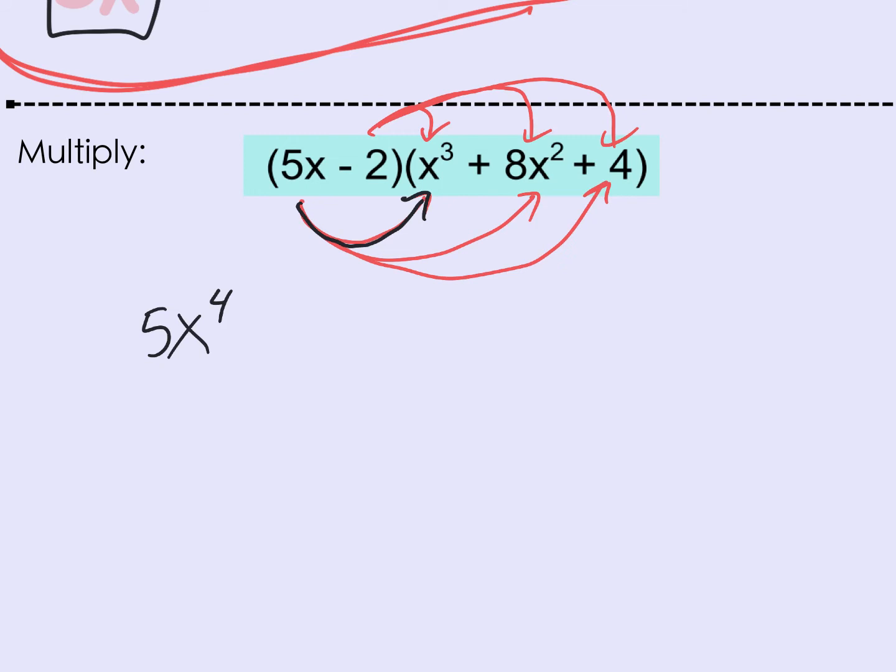Luis, what comes next? Nice. So 5x times the 8x squared makes 40. And is it positive? Yeah, positive 40x to the third. Nice job. All right. Ava, the next one. 5x times the 4. 20x.